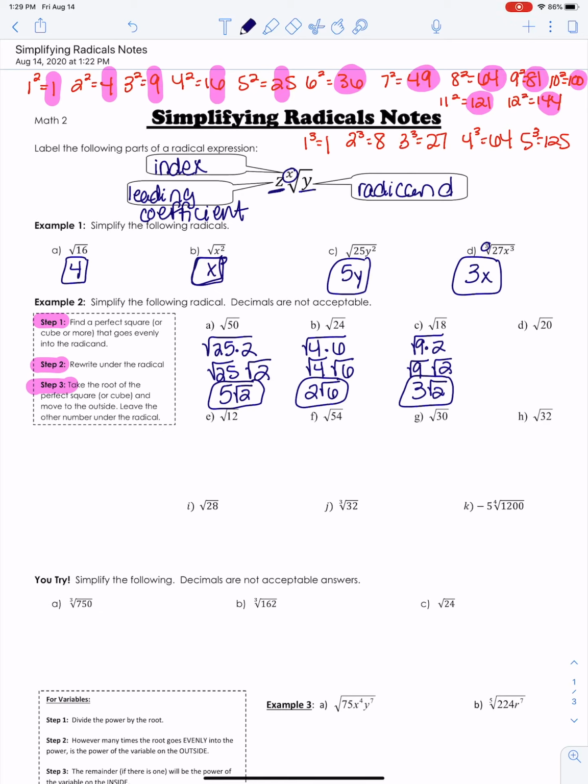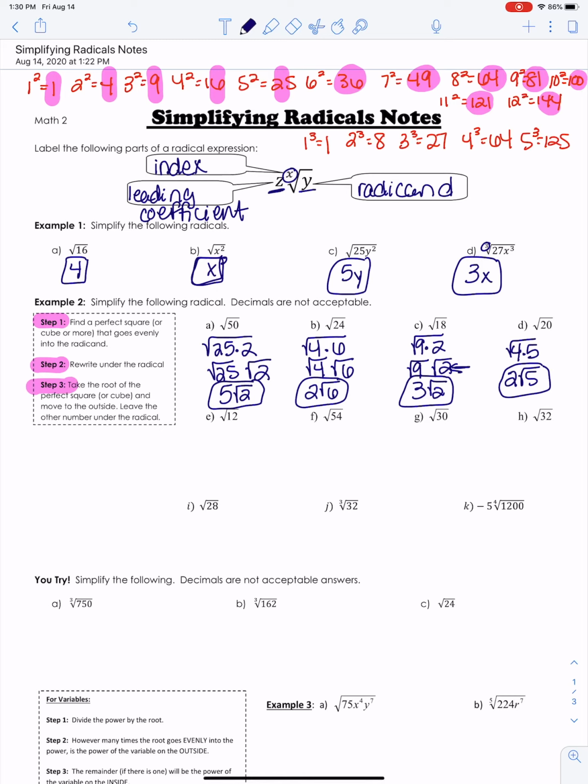All right, for D, what's the biggest highlighted number up there that will go into 20? And that's going to be 4. And what times 4 gives us 20? 5. Now, you may get to the point where you can eliminate this step right here. So the square root of 4 turns into 2. 5 is going to stay in the radical.